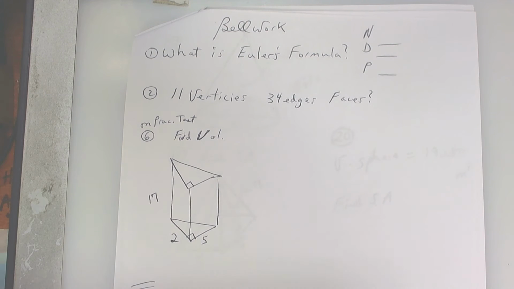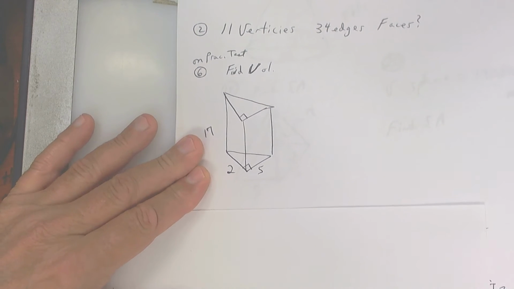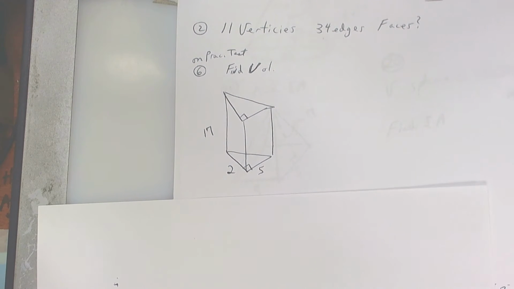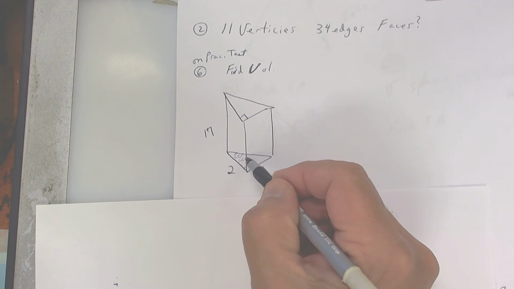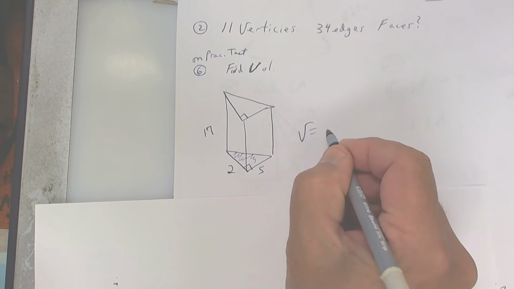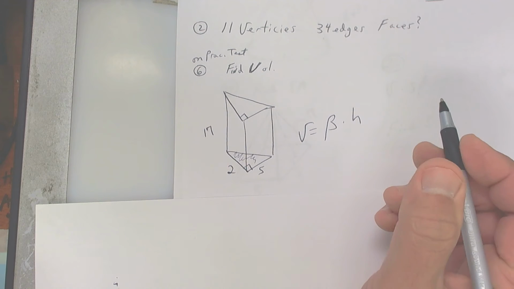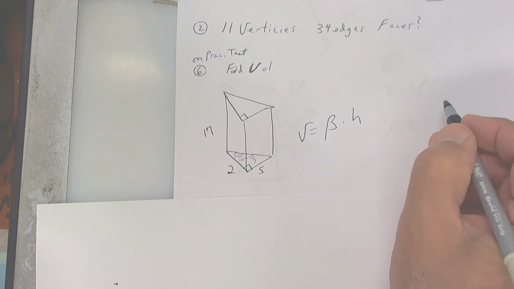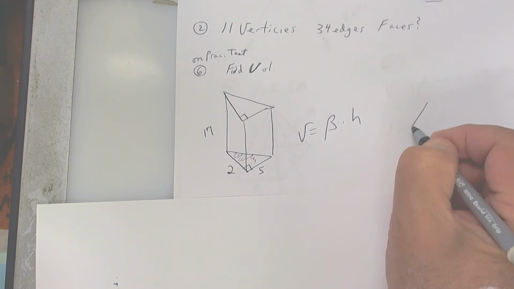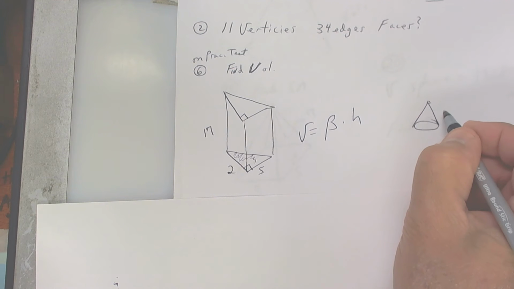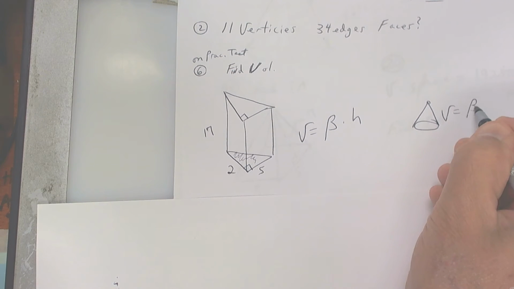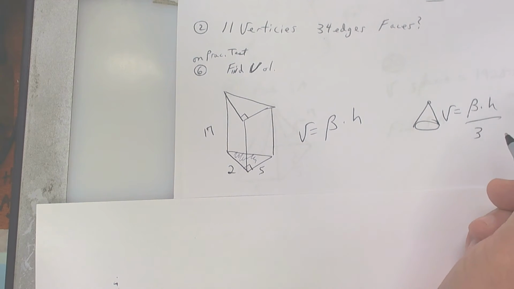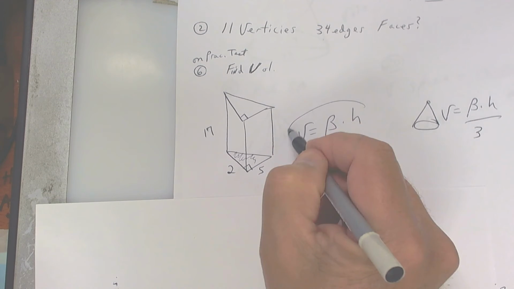Memorize that. This one right here says find the volume. This is on your practice test. Well, volume is the bottom. So volume equals big B times H. Remember, if it comes to a point, you would have to divide by 3. So if it comes to a point, volume is big B times H, but then you've got to divide by 3. But we're going to use this one right here.